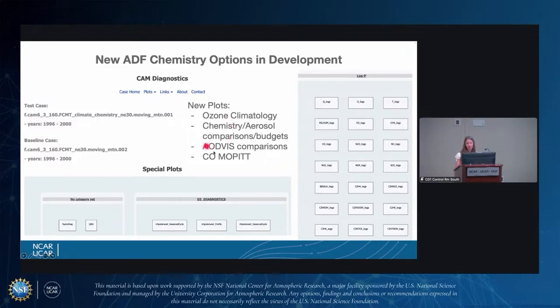We now have this running operationally, so you can download this ADF diagnostic from GitHub, and you do get these diagnostics already included, like ozone climatology, chemistry aerosol comparisons, budgets, AOD comparisons, and we're still also working on WACCM diagnostics that look really nicely at the dynamics.